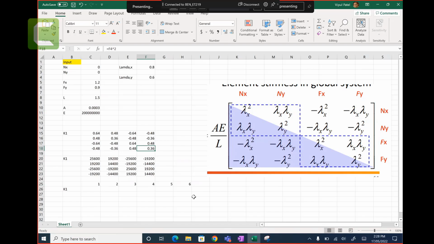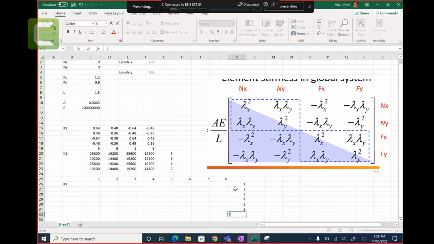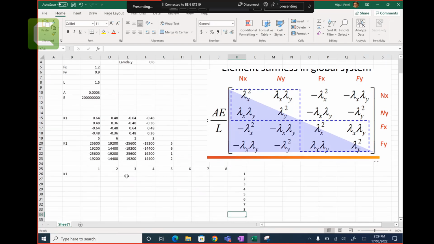So how many degrees of freedom do we have? 1, 2, 3, 4, 5, 6, 7, and 8, right? And this one here, we have 5, 6, 1, 2. 5, 6, 1, 2. So eight.